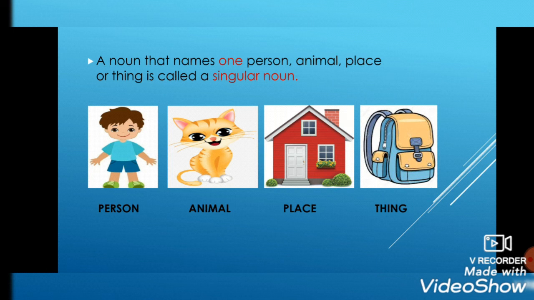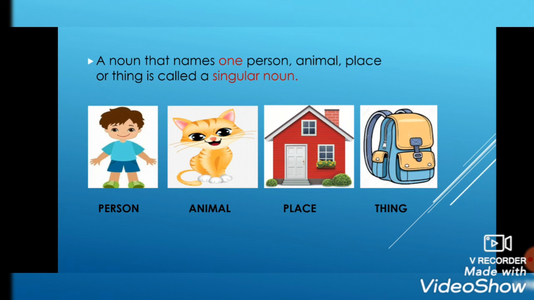Let's start. First, what's a singular noun? A noun that names one person, animal, place or thing is called a singular noun. So singular noun names one person, one animal, one place or one thing. Let's clarify the idea by examples.